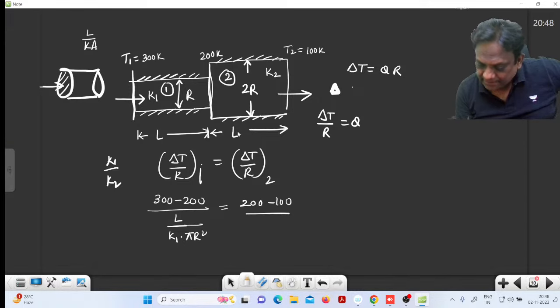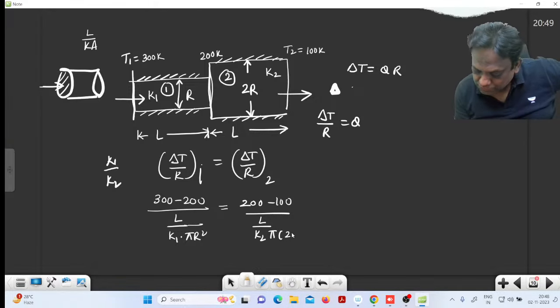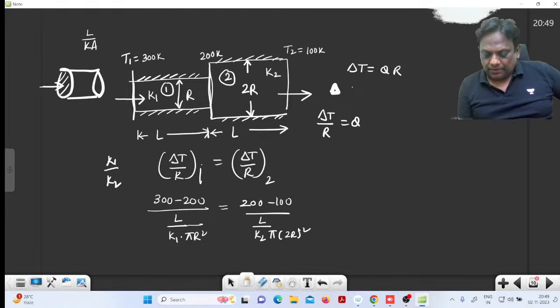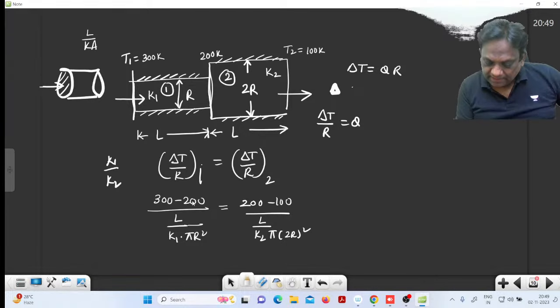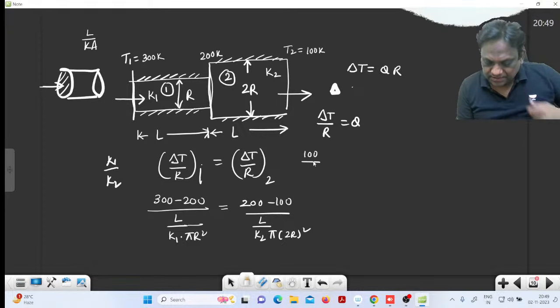What is R? L by K. The length of this is L by K2, and the area is pi R square. What is R? It is 2R whole square. Excellent sir. Now let's see. Now look, 300 minus 200 is 100 by, I think we can cancel out certain terms.